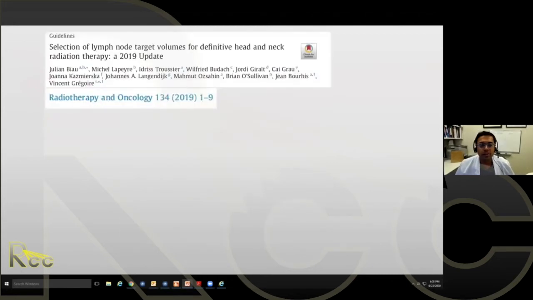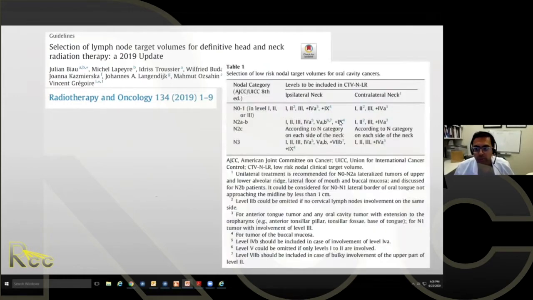Recently, a large body of consensus papers have come out that have really helped establish worldwide guidelines on how head and neck malignancies should be contoured, as well as their OARs and nodal level definitions, as well as this paper I'm referring to, which is the selection of nodal target volumes for definitive head and neck radiation therapy. So I'm just going to go over a few of these.